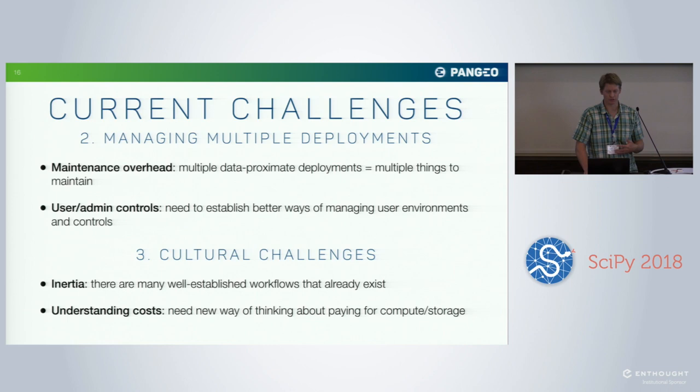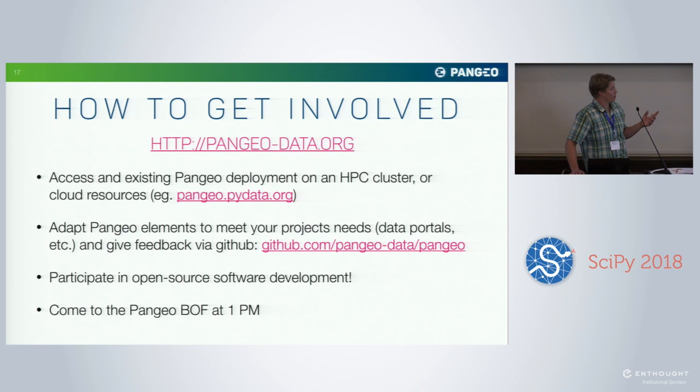Okay, so how to get involved. We have a website up here at the top, pangeo-data.org. That has examples of how to deploy these things. Maybe you have your own HPC system. Maybe you want to do one of these on your own cloud deployment. You can access pangeo.pydata.org at your leisure. We've kept it up since December. You're welcome to go give it a try. Tell us what you think. Try to build some of your own science into it. Try to adapt some of these elements to your own use case.